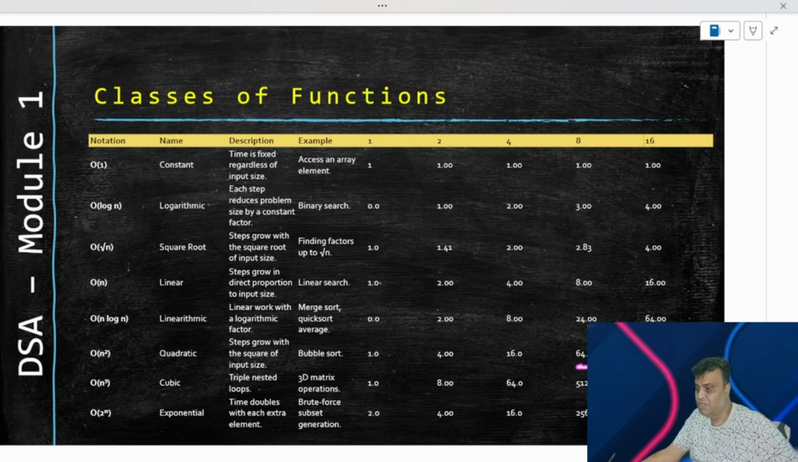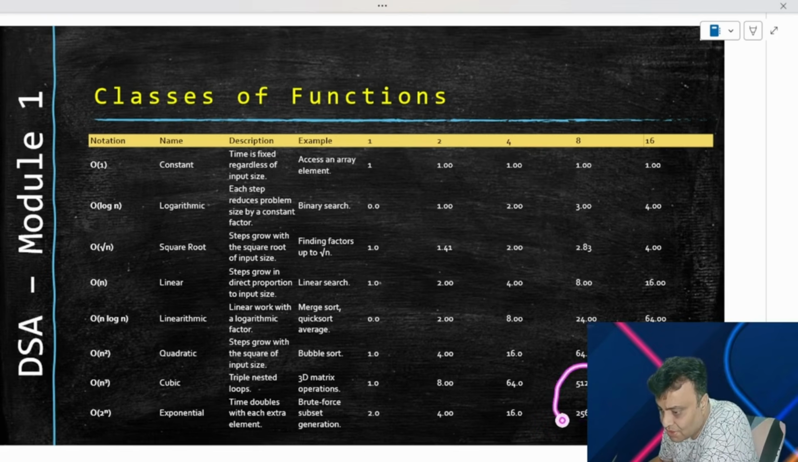64 becomes 256 in a quadratic equation when it goes from 8 to 16 in terms of units of time. When you go to cubic, it becomes 512 and 4096, right? And when you go to 2 to the power n, it goes the exponential route. It goes from 256 to 65,536.